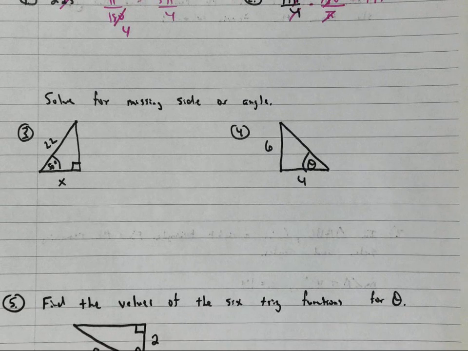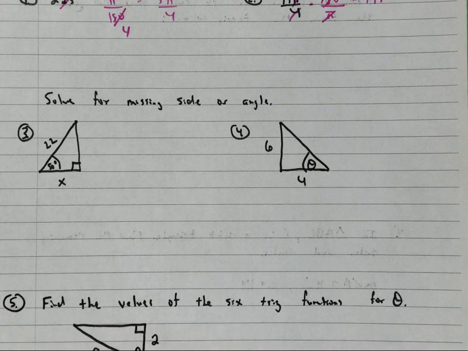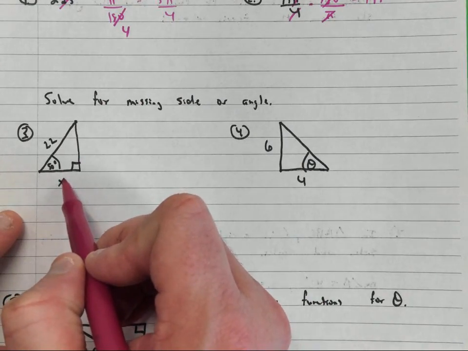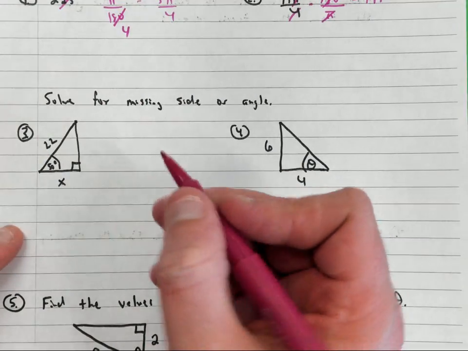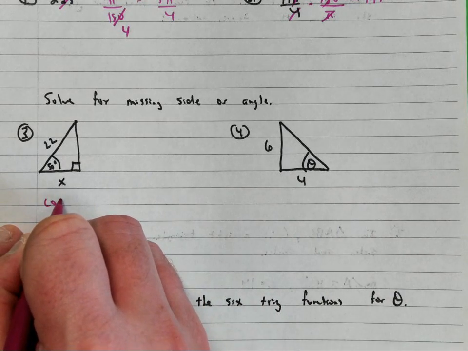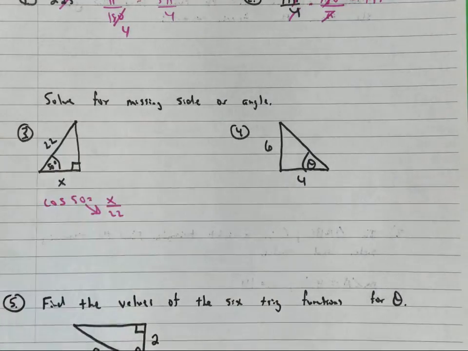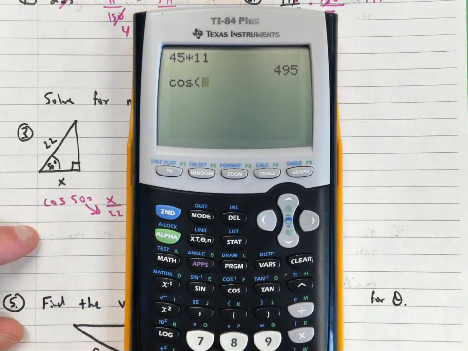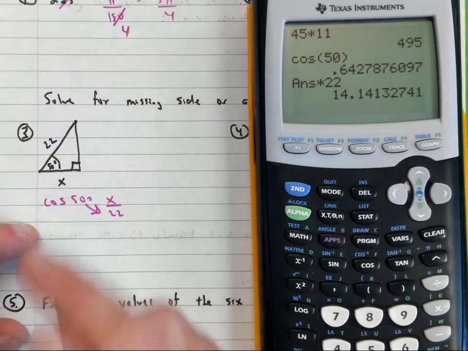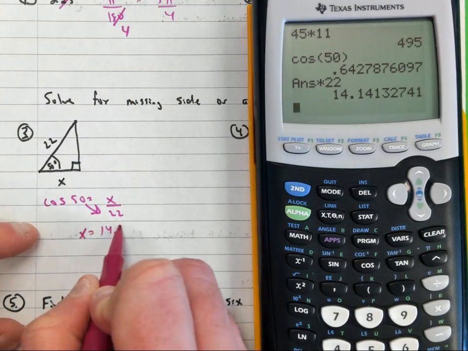Next, solve for the missing side or angle. What type of triangles are these? Right triangles. Very good. So would you use law of sines and cosines? No, you use sine, cosine, tangent. Let's look at the relationship. What is this? Adjacent and what? So which one would I use? Cosine. Cosine of 50 equals x over 22. Cross multiply. Cosine of 50 times 22. That's x equals 14.1.